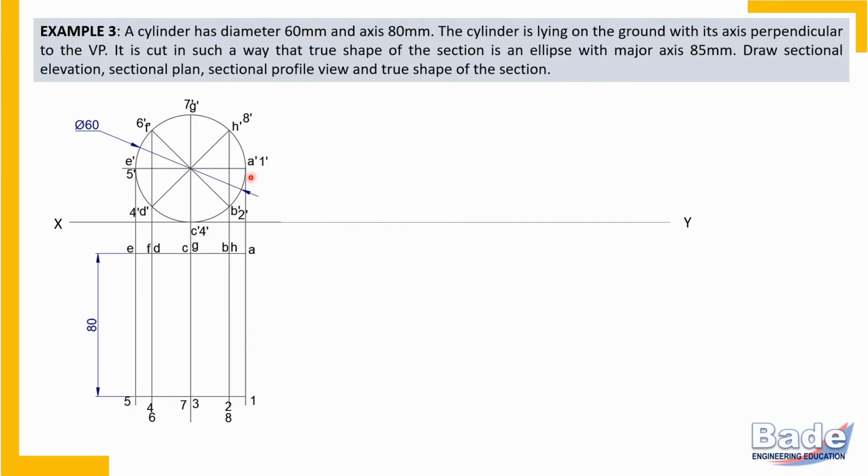So generator A1 now appears a point in the front view. Axis appears a point in the front view. And generator A1, here it is, boundary generator in the top view. Like all other generators, B2, C3, D4 and all 8 generators are there in the top view.